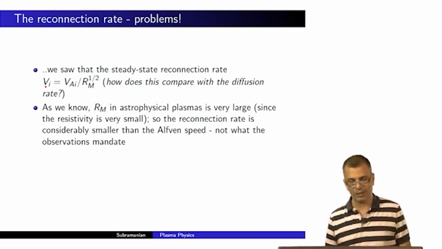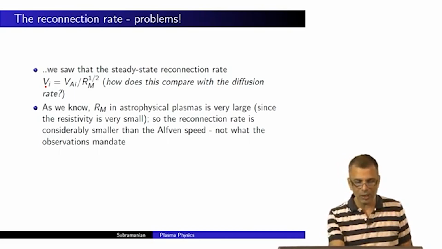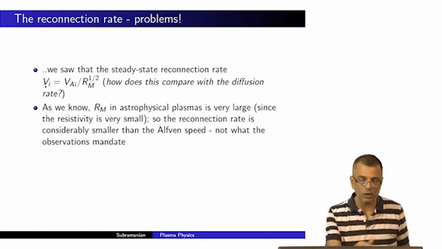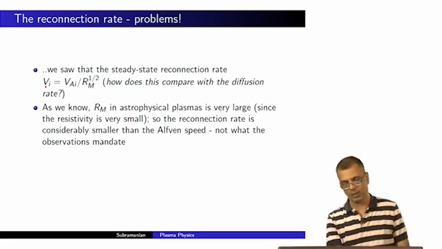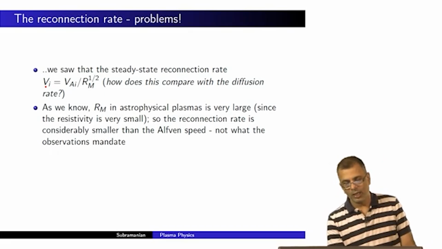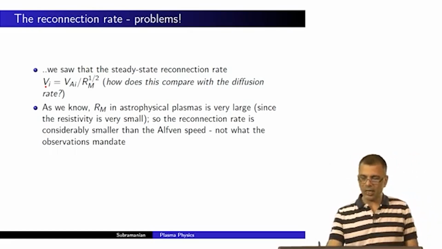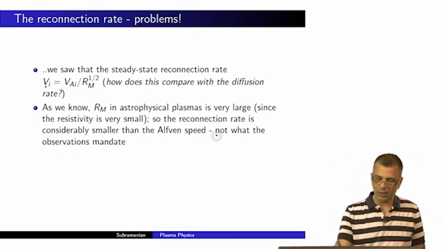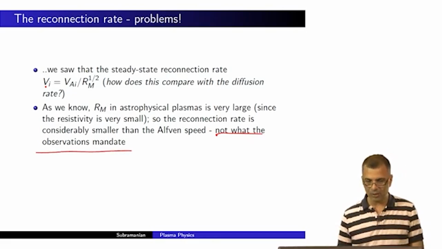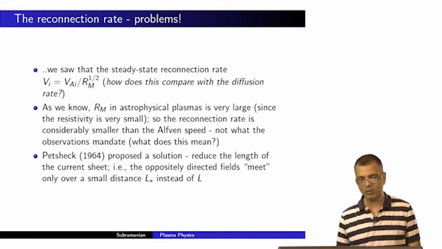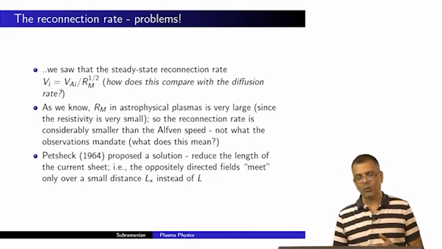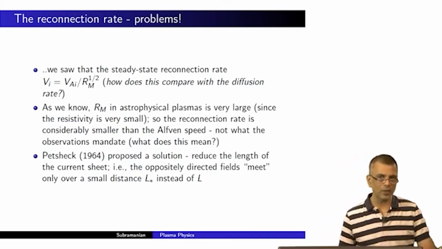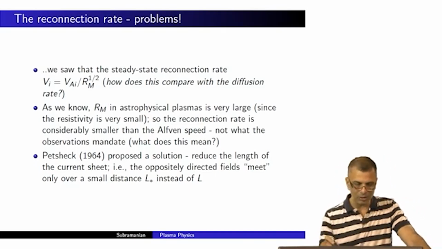So if the Reynolds number is large, the reconnection rate is small. This is the thing. So the reconnection rate is small in comparison to what? Small in comparison to the Alfvén speed. And I want to talk a little bit about this sentence in a minute. So, this is not what the observations mandate. What do you really mean by this sentence?